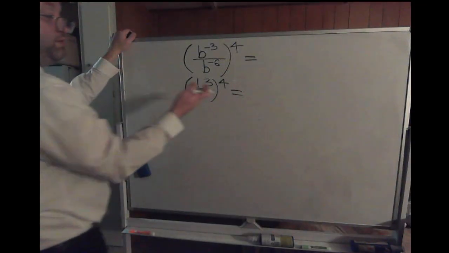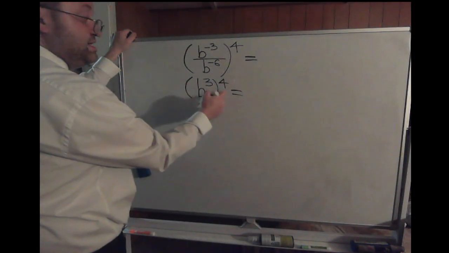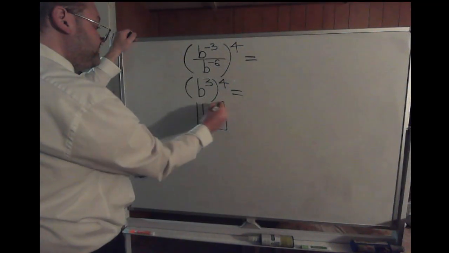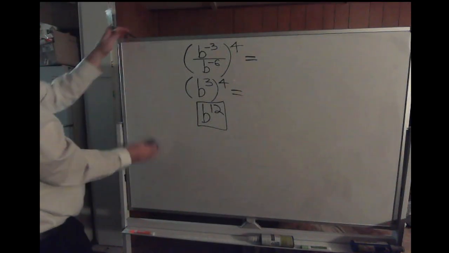Now, since it's power to a power, you just keep your base and multiply the 2 powers. B to the 3 times 4, you get b to the 12th. And that would be your answer, b to the 12th power.